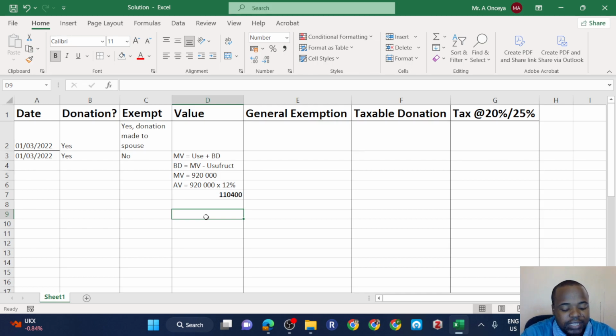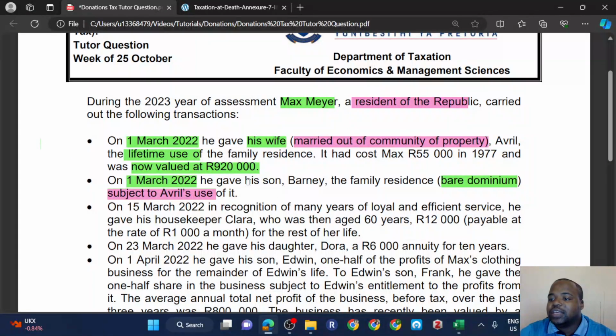So when you're calculating the usufruct for purposes of determining the bare dominium, you only consider 2 periods. You consider the donor's life expectancy, and number 2, you consider the specified time period. A specified time period would be, for example, she gets to enjoy the use of the family residence for 10 years instead of her lifetime. So you compare 10 years versus whatever your life expectancy is, and then you choose the shorter of the 2.